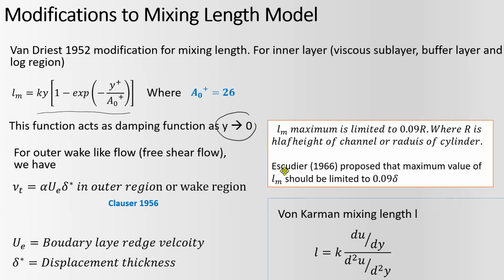There is also another change that was proposed by Escudier in 1966. He said the maximum mixing length is limited to 0.09 R, where R is the half height of the channel or the radius of the cylinder. Then they proposed that the maximum value of the mixing length should be limited to 0.09 of the delta. Okay. One common mixing length is given by this formula. This is a more generic form than the previous models.